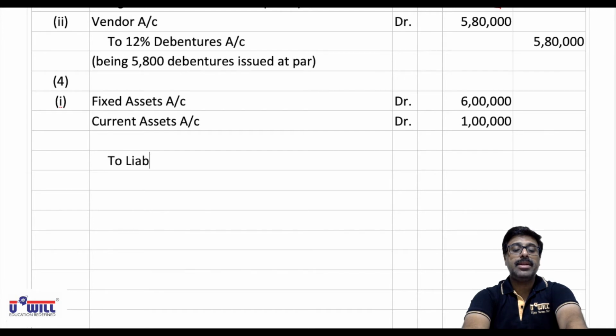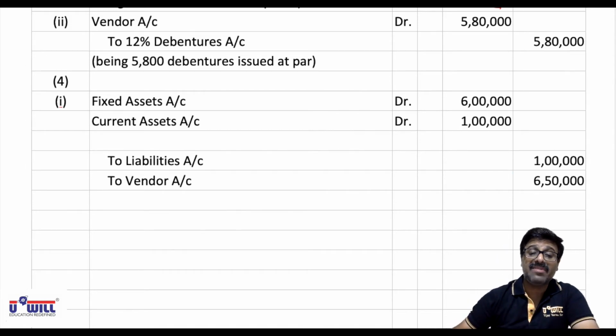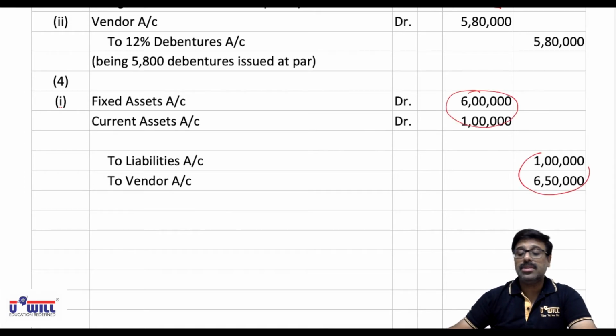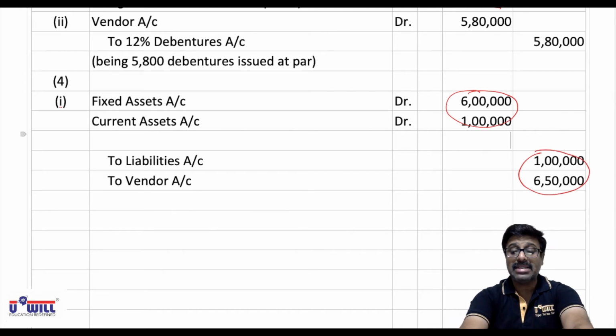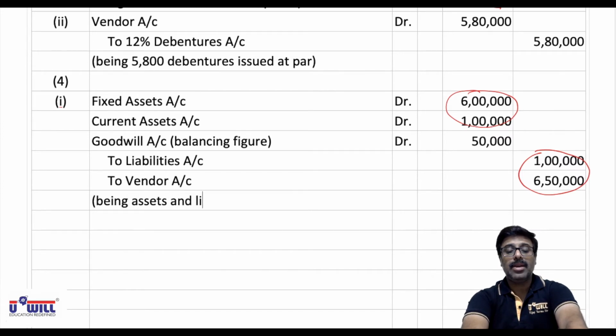Liabilities are payable, credit the payables. So liabilities account with 1 lakh. And vendor is the giver, credit the giver, or amount is payable to the vendor, to vendor account. Now what amount is payable to the vendor? The purchase consideration is 6,50,000. Now see, debit is 7 lakhs, but credit is 7,50,000. So can I say difference of 50,000 remains in debit column? If balancing figure remains in debit column, you will write it as goodwill account. Okay, balancing figure remaining in debit column, we debit to goodwill account. Being assets and liabilities acquired.